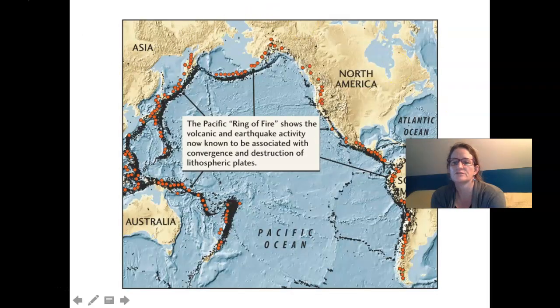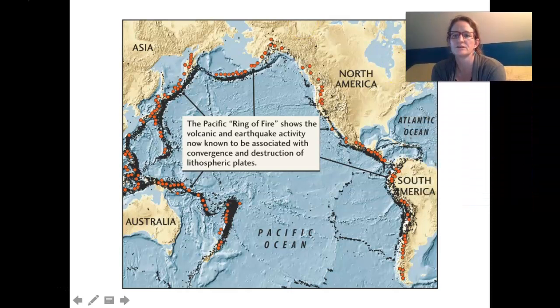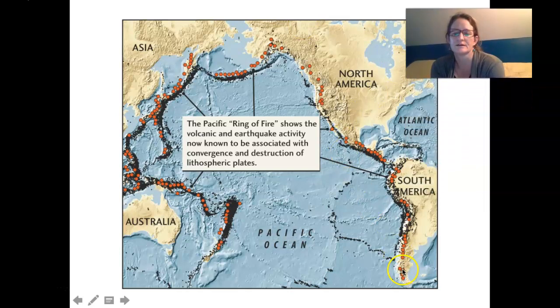So here, let's shift ocean basins. This is the Pacific Ocean Basin, and this is the Ring of Fire. The Ring of Fire around the Pacific predates June Carter Cash and her Ring of Fire. So in this Ring of Fire, all the black dots are earthquakes, and all of the red dots are volcanoes.